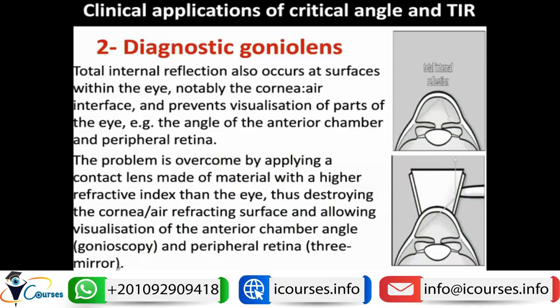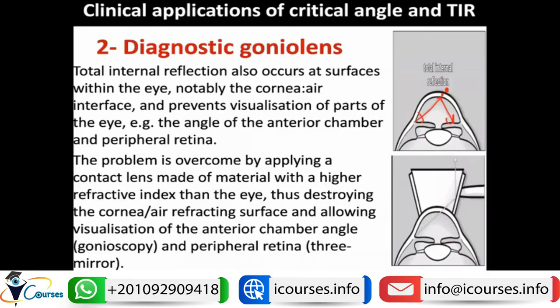Another application of total internal reflection and the critical angle is the Goniolens. The Goniolens is a lens that is used to examine the anterior chamber. So what happens if we decide to examine the anterior chamber using the slit lamp? We will see nothing, because light rays reflected from the angle of the anterior chamber will hit the surface of the cornea, and as it goes from a material of higher optical density, which is the cornea, to a medium of less optical density like air, they will undergo total internal reflection. So we will not be able to examine the angle structures.